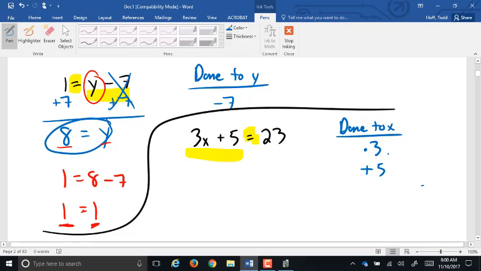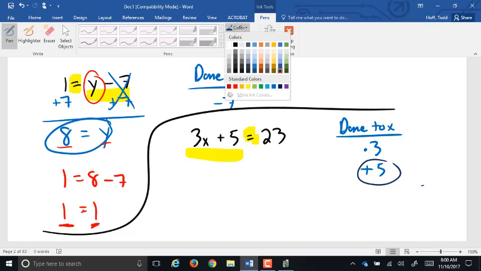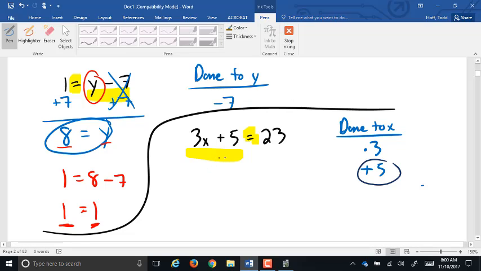Last piece you put on. So here, the last piece you put on was adding 5. So to take it apart, we're going to subtract 5 first. So that piece is gone. 3x left. We have to do the exact same thing to the other side to keep it balanced.